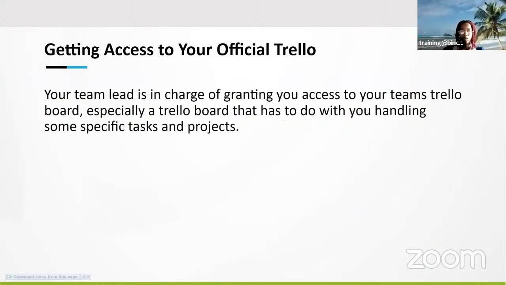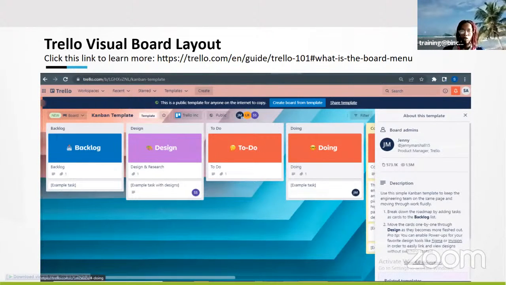So for you to get access to your team's Trello board, you need to request access. Your team lead can grant you access. Someone from the management team can do that. Someone from post services team can do that if they have access to it. But most times, your team lead will be the one that has granted you access to the Trello board. And a normal looking Trello board looks like this. So if it's your first time, this is how a Kanban template looks.